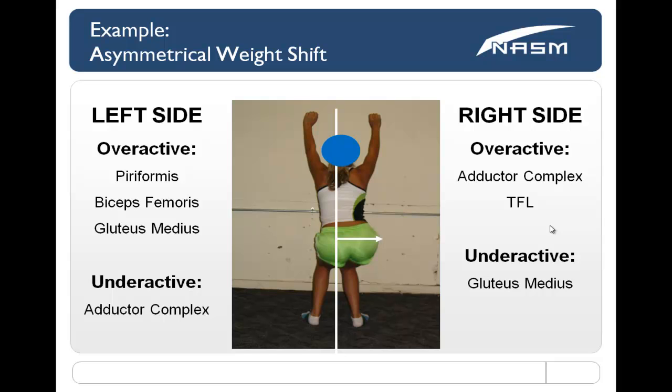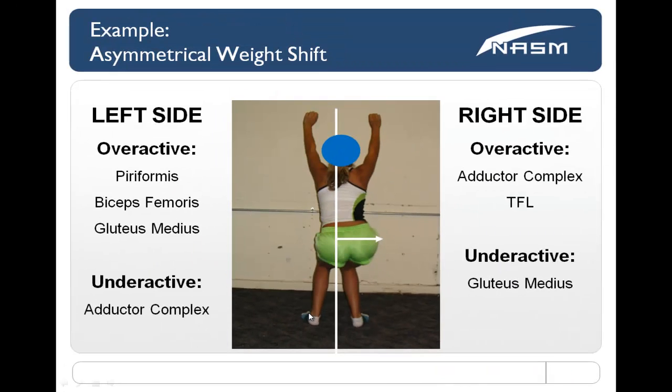Now, this could be something that's learned. Perhaps they don't know how to squat. It could be muscular imbalances, or it could be a joint restriction. It's very possible, if we looked here on the left side, that there is a restriction at that left foot and ankle. She can't dorsiflex, so she continues to sink down and collapses and pronates.